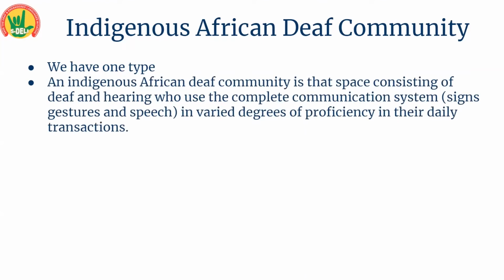An indigenous African deaf community is that space consisting of deaf and hearing people who use the complete communication system, that is, signs, gestures, and speech, in varied degrees of proficiency in their daily transactions. That is to say that an average indigenous deaf community is not made up of just deaf people alone, isolated in one corner of a city or town, but is also made up of deaf and hearing people, those who use different varied proficiency of signing, speech and gestures.